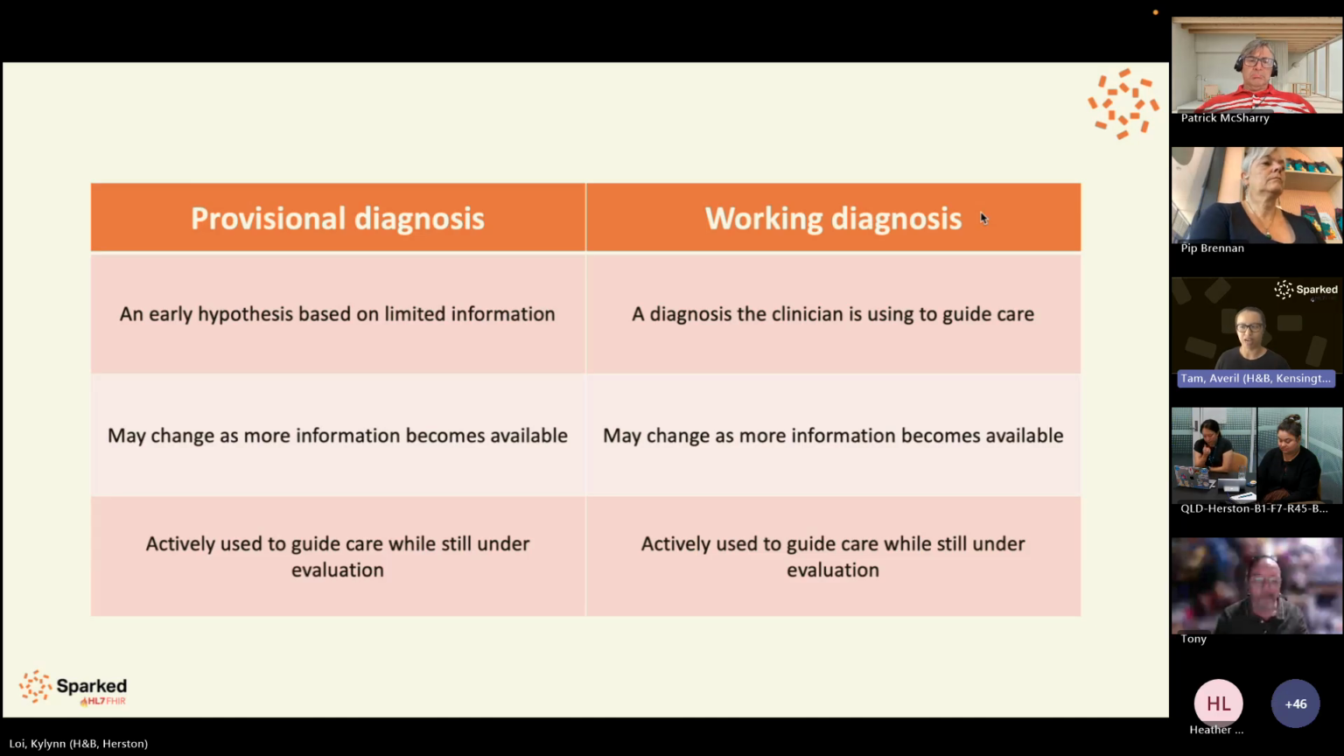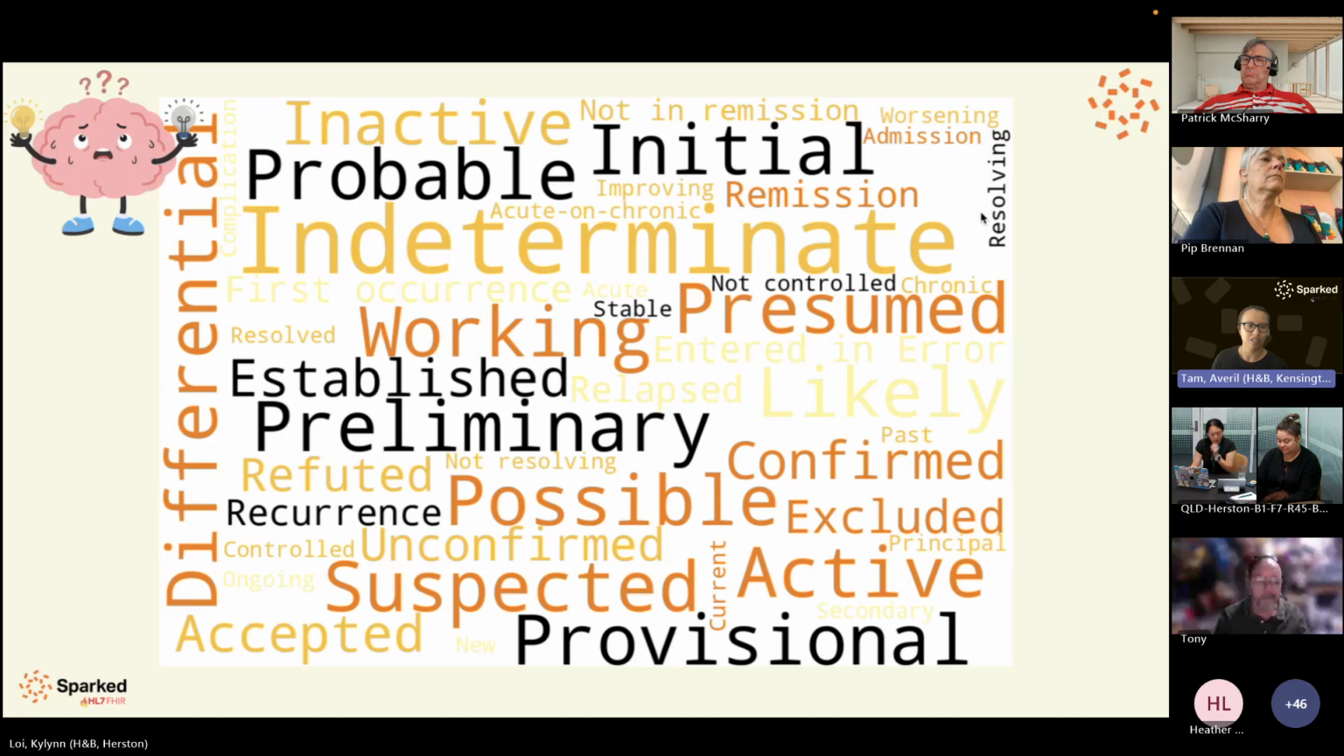A working diagnosis is a way to signpost that this is a problem or diagnosis that the clinician is currently working on. It does guide care, but doesn't really express the amount of information or evidence to support that problem diagnosis. But I think the big trouble is that a lot of us use these terms very interchangeably. And if we go to the next slide, you can see just a sample of the different values that are used in the clinical world.